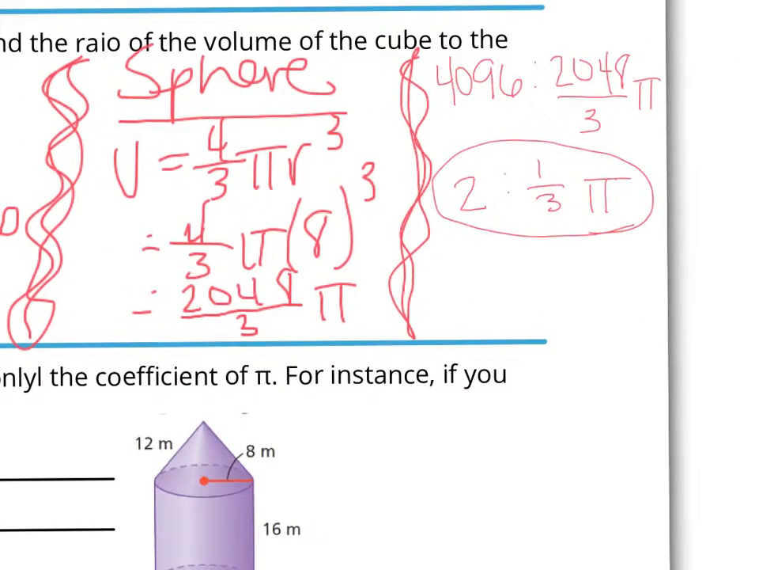So that's what I did over here. I said, okay, I have 4096 from the cube, and I have 2048 over 3 pi for the sphere. Well, look, 4096 divided by 2 is 2048. So this one is twice this one, and I still have the divided by 3 and I still have the pi. So if that's not making sense, if I divide this by 2048, I get 2. If I divide this by 2048, I get 1/3 pi. And so that's the ratio in its simplest form.